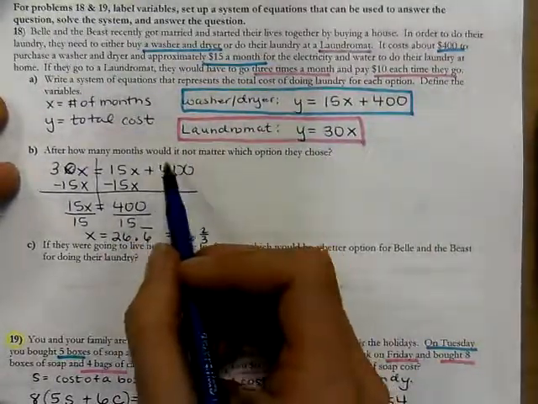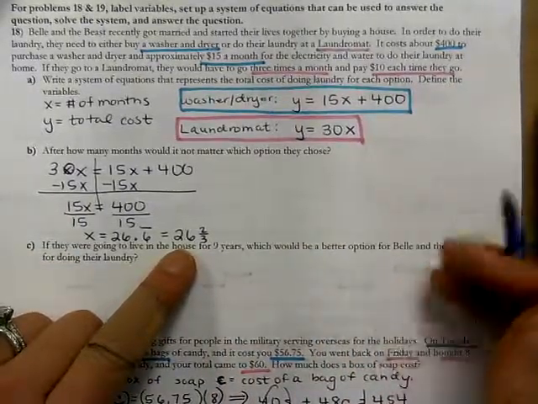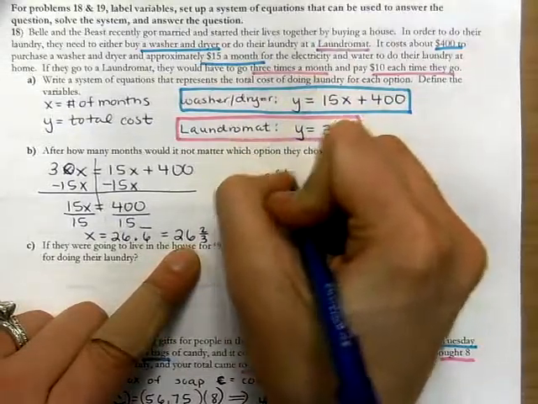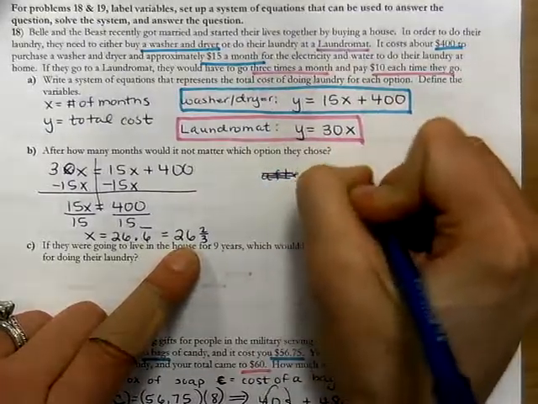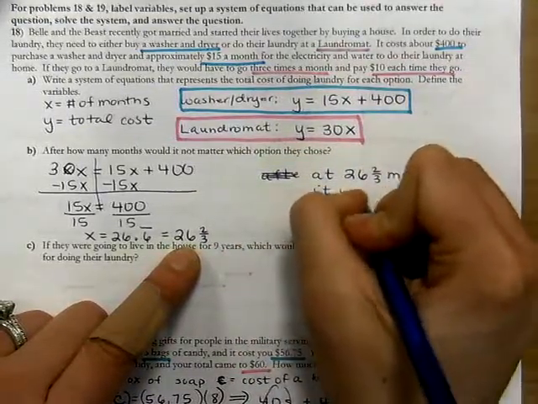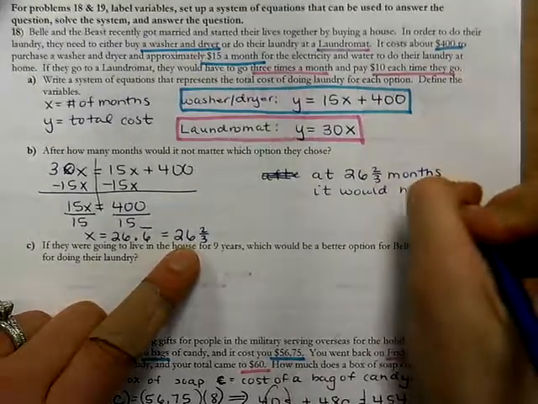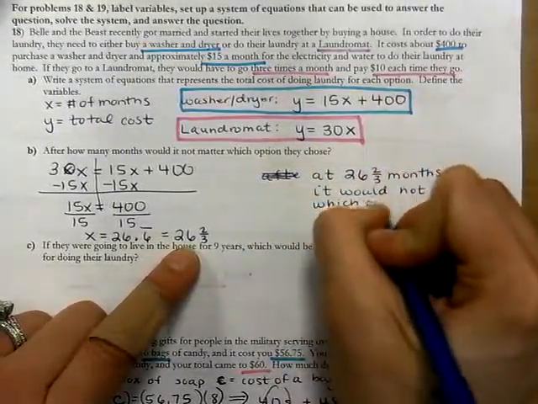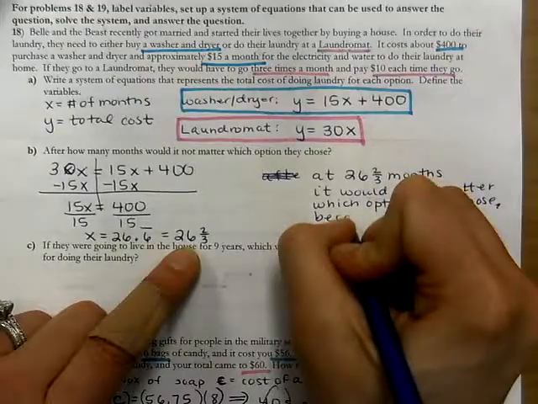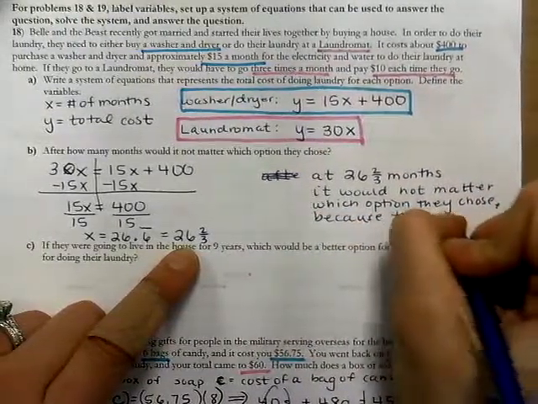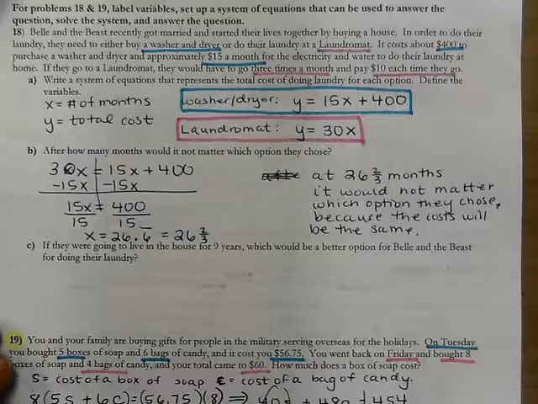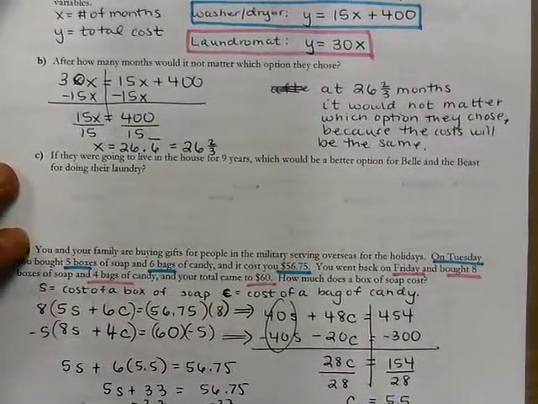All right, so after how many months would it not matter which they choose? Well, I should say at 26 and 2/3 months, it would not matter which option they chose, because the costs will be the same.